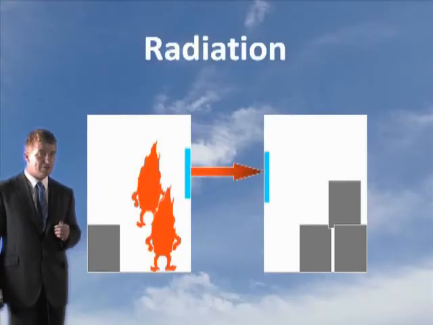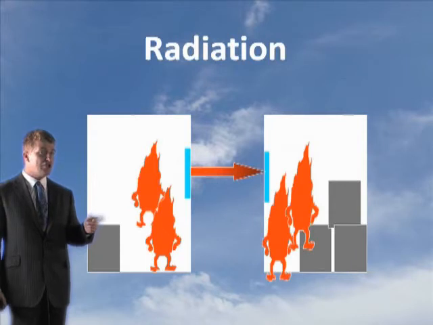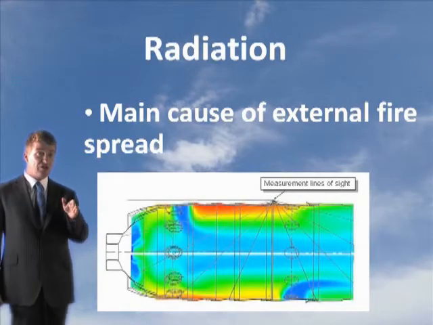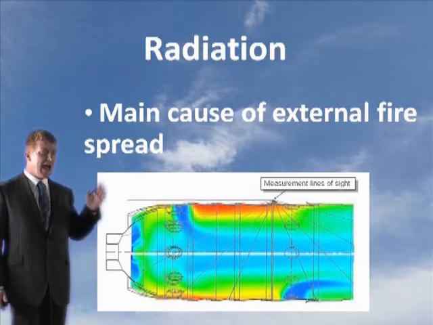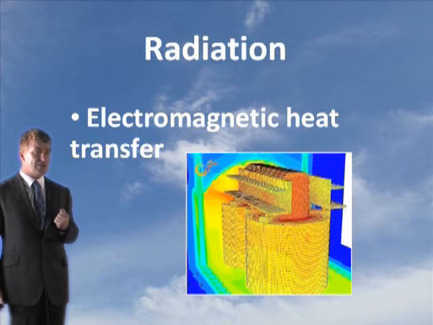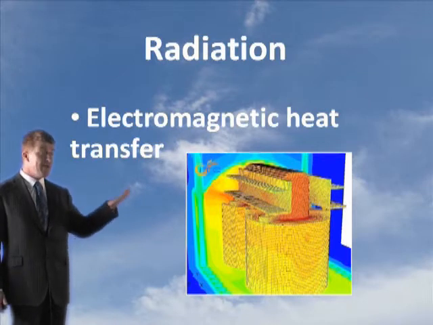The next mode of heat transfer I'm going to cover is radiation. Now, radiation is the main cause of external fire spread. Not internal, external fire spread. And it can be described as electromagnetic heat transfer, and it's basically infrared radiation. Radiated heat travels in straight lines.